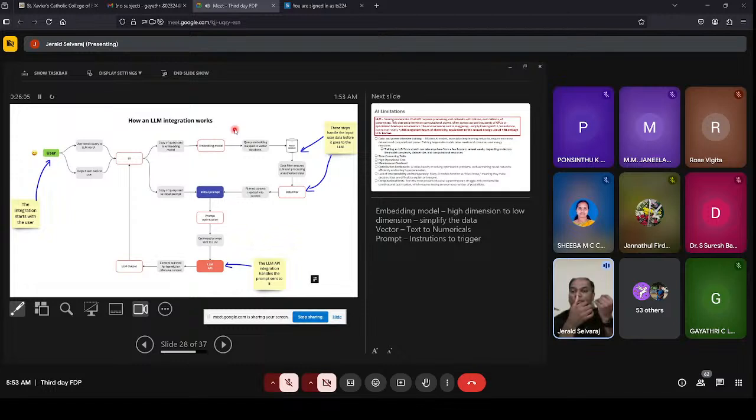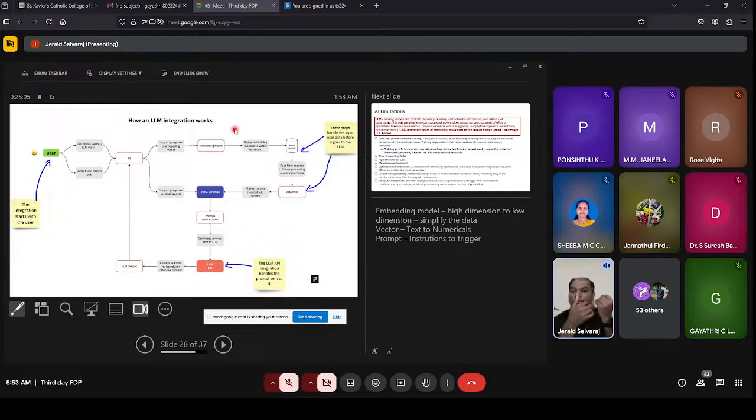Then you need to convert that simplified data into a computer understandable format, nothing but text to numerical. That's where the vector comes into the picture. So this is pretty fundamental, you can refer to it. Once you convert that, it will get into the LLM API, and from there you can pull the data and apply AI in your digital marketing technologies.